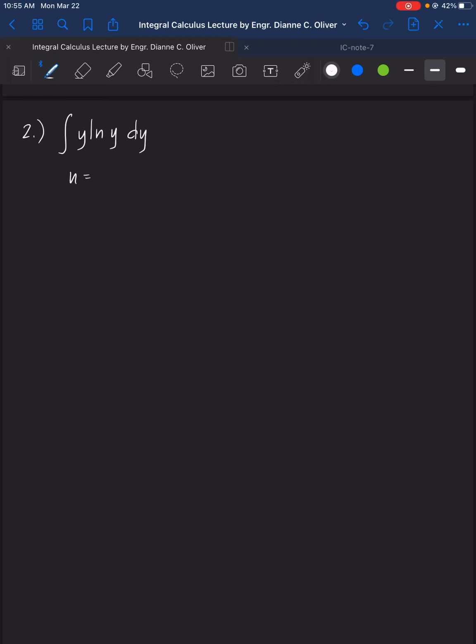If we let u here as ln of y, we have du is equal to 1 over y dy. So we cannot use the logarithmic function here, because instead of having 1 over y, what we have in the original equation is y. For the solving of logarithmic function, refer to the previous videos being uploaded. Okay, so we cannot use the logarithmic function.